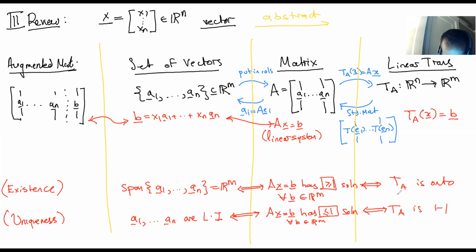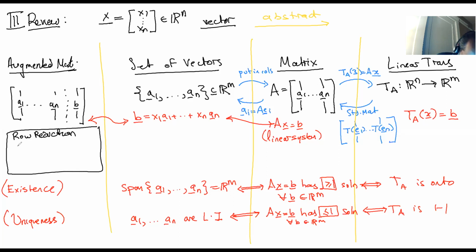Namely, augmented matrices are very concrete, right? The workhorse of this course is in augmented matrices, you have this algorithm called row reduction. And you have pivots, and you have pivot variables and free variables. And then the existence and uniqueness questions in this language are extremely simple, right? Existence is just a pivot in every row, and uniqueness corresponds to having a pivot in every column.